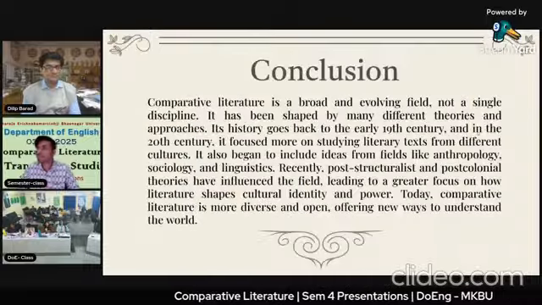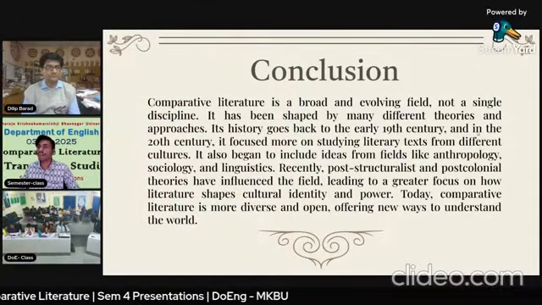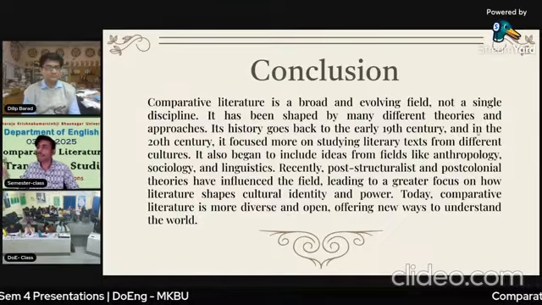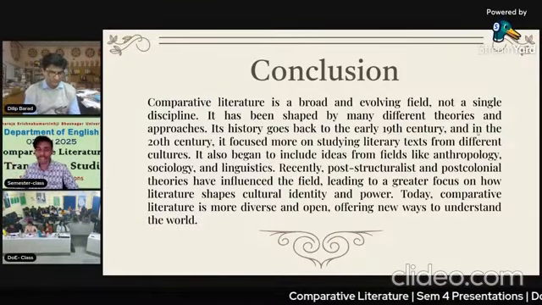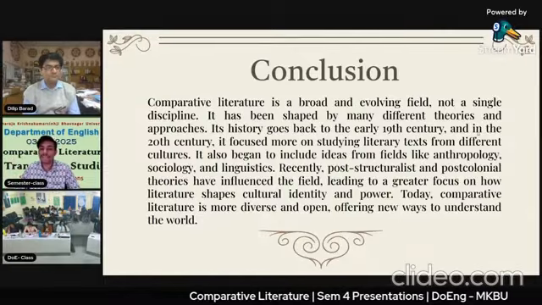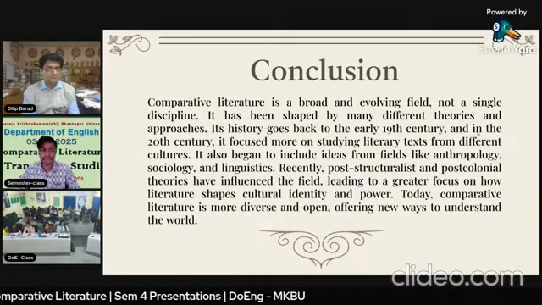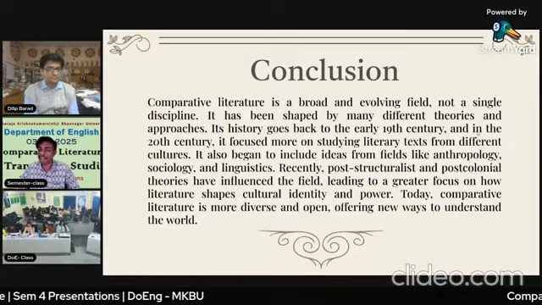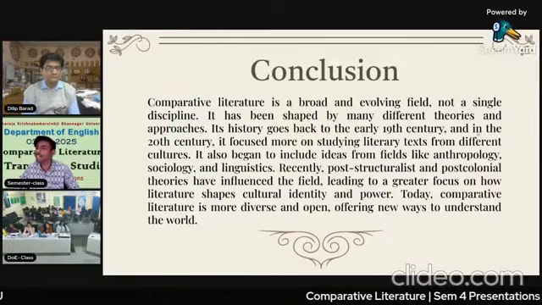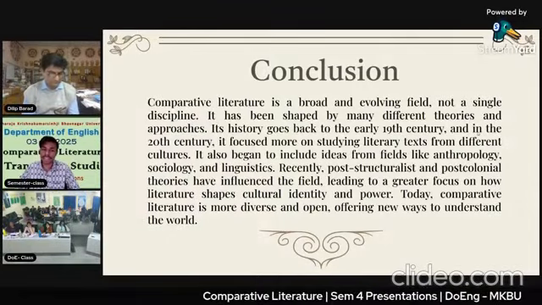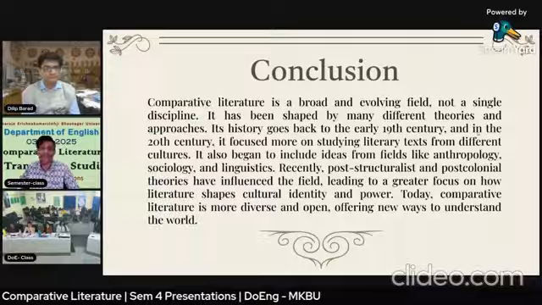So, in conclusion, we can find out how comparative literature works, and how Susan Bassnett also argues and points out some things as well. Comparative literature is a broad, evolving field, not a single discipline. It has been shaped by many different theories and approaches. It also historically goes back to the early 19th century and into the 20th century. Its focus is more on studying literary texts from different cultures.